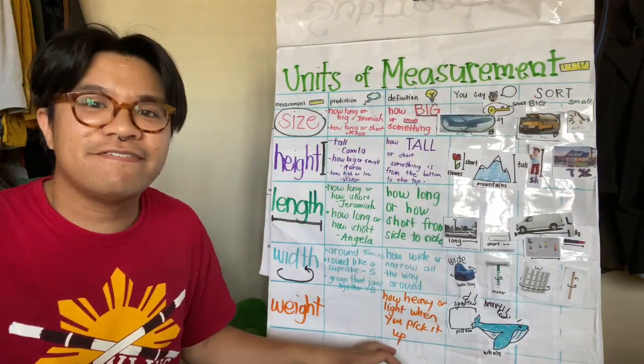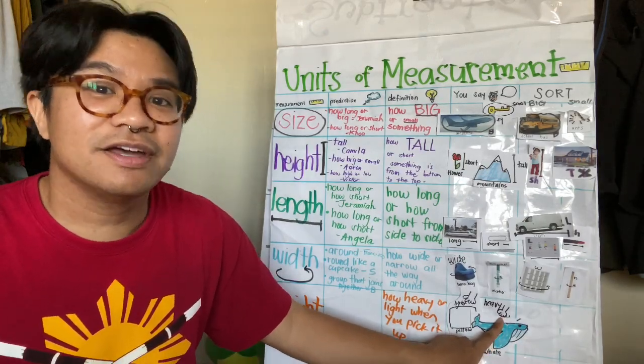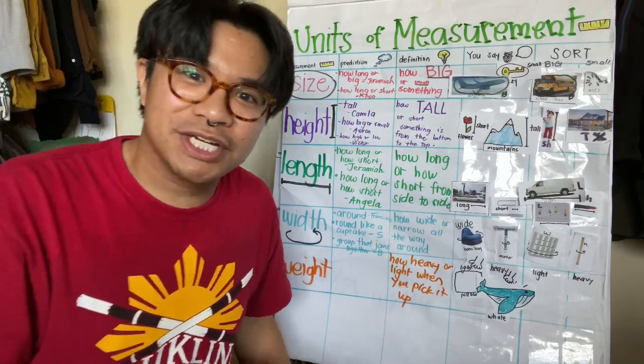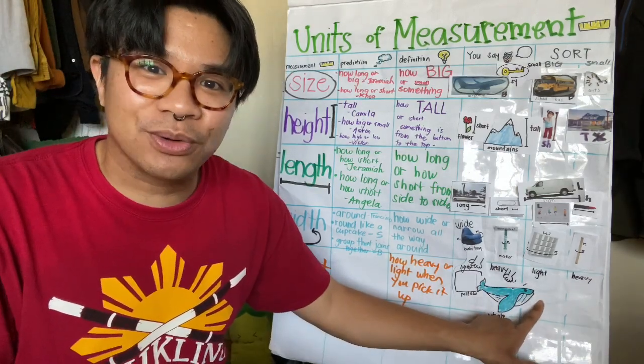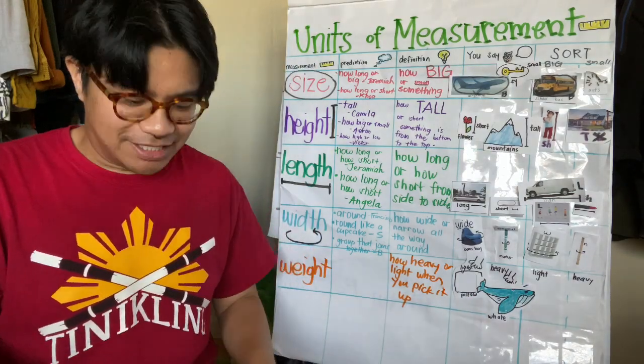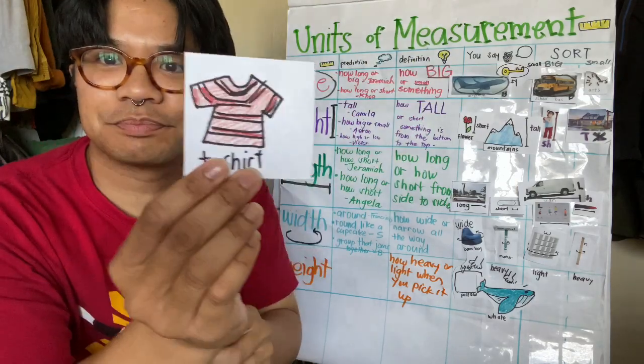H-E-A-V-Y, heavy. So heavy is another way to describe the weight of an object. Now I need your help to sort some objects in either the light category or the heavy category. My first object is this t-shirt. And I have a picture of a t-shirt right here.